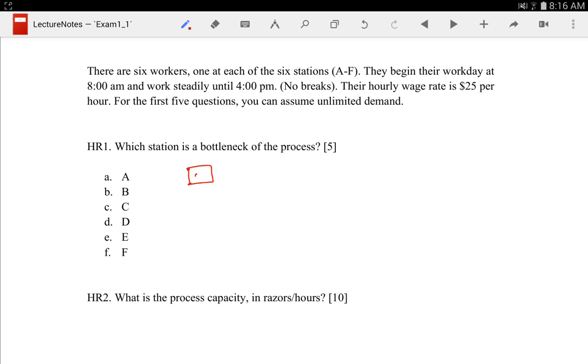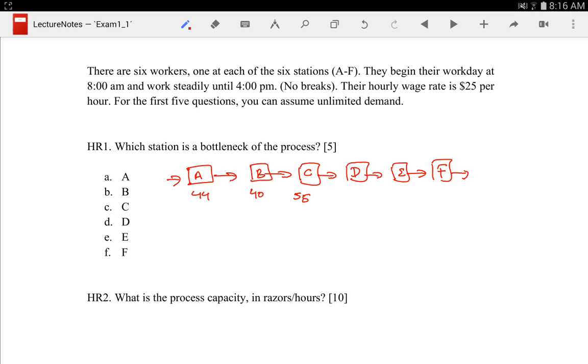In this process flow diagram there are 6 stations: A, B, C, D, E, and F. We have the processing time for the first station to be 44 seconds, second 40, 55, 60, 50, and 40. This is all in seconds for Razor. Now, using the processing time, we can calculate the capacity.